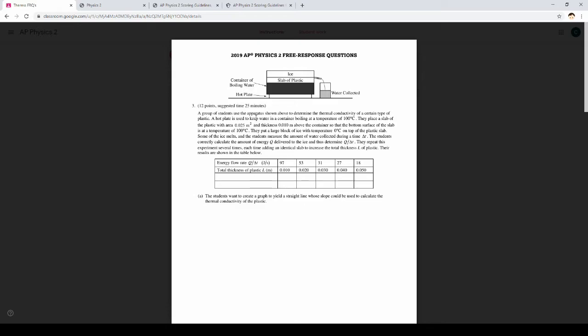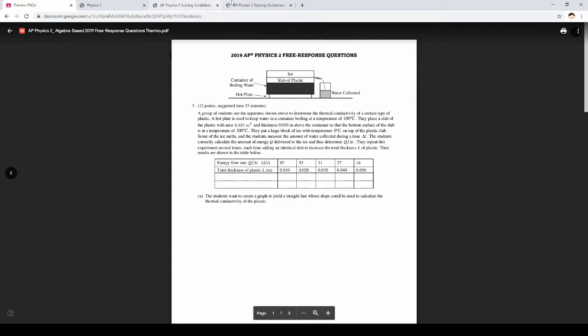They put a large block of ice with temperature 0 degrees Celsius on top of the plastic slab. Some of the ice melts, and the students measure the amount of water collected during the time. The students correctly calculate the amount of energy Q delivered to the ice and thus determine Q over T, the rate of heat transfer. They repeat this experiment several times, each time adding an identical slab to increase the total thickness L of the plastic. Their results are shown below. The students want to create a graph to yield a straight line whose slope could be used to calculate the thermal conductivity of the plastic.